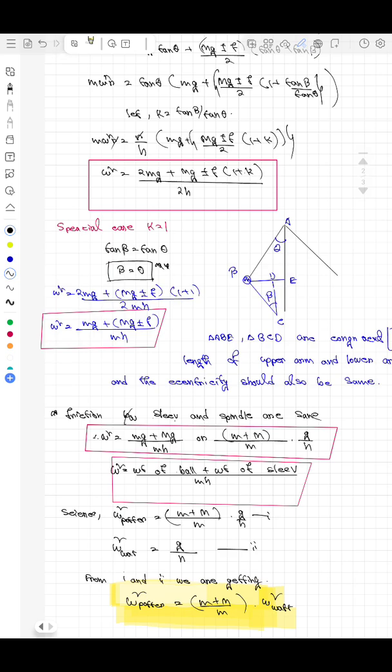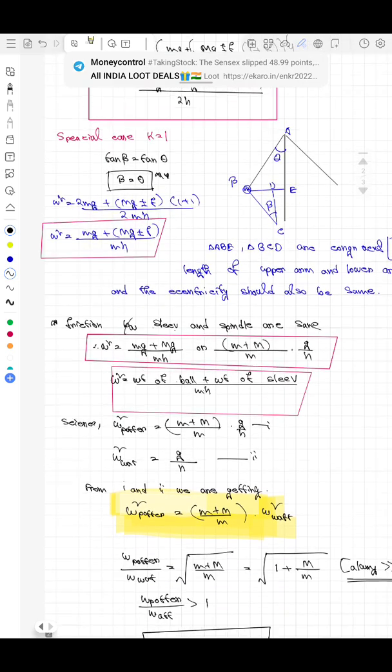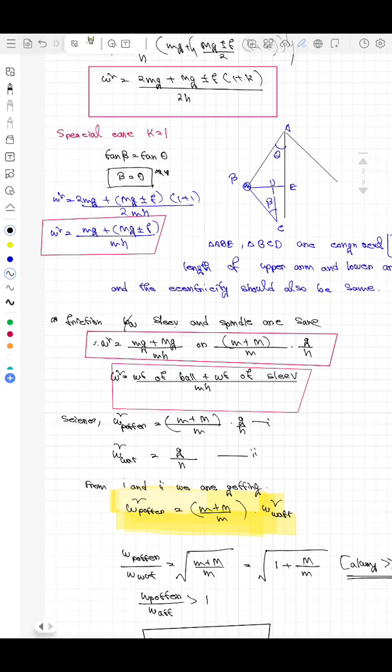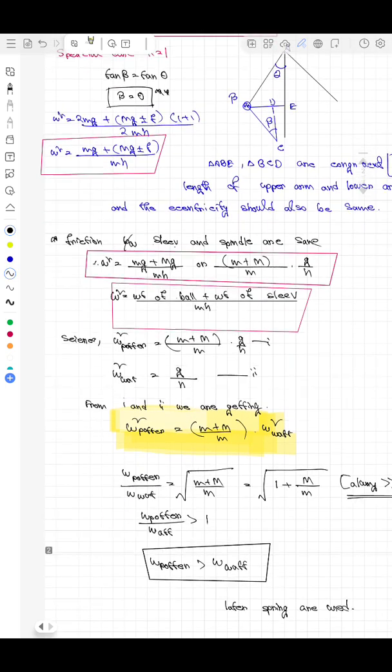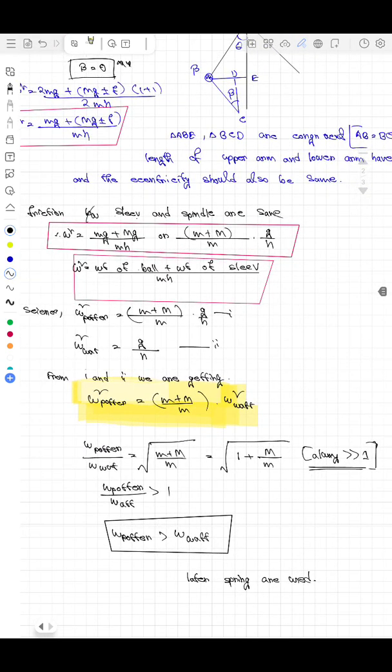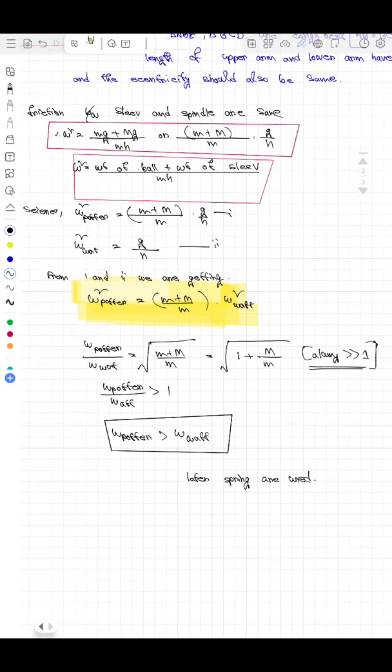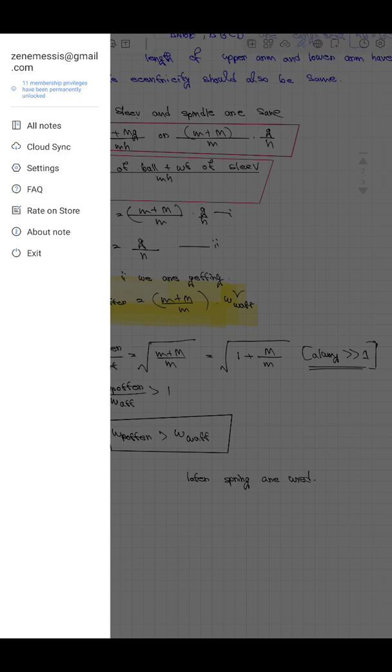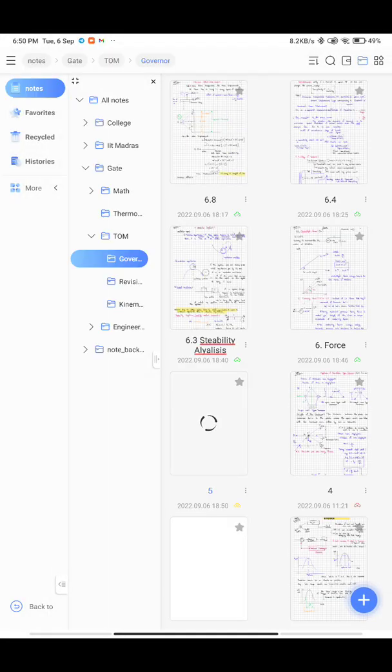Then omega square equals g by h into (m plus M) by m, the weight of the ball plus the weight of the sleeve by mh. And the next thing is omega of Watt governor, which is g by h. So omega of Porter governor equals, in this case, the ratio is 1 plus M by m. From there we can always say that omega of Watt governor is always less, and omega of Porter governor is always more. That's why we later use the Porter governor instead of the Watt governor.